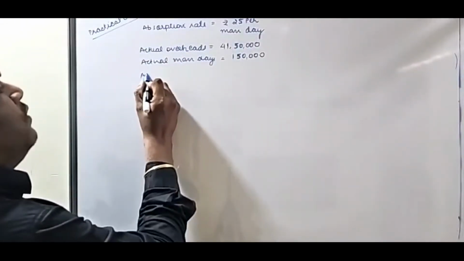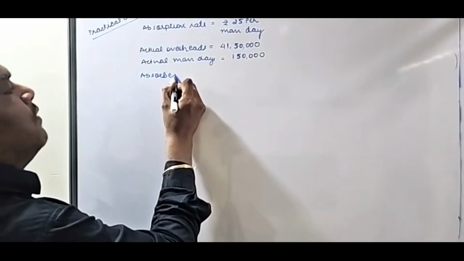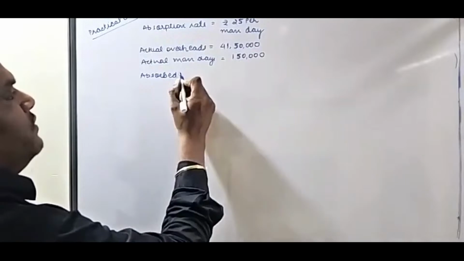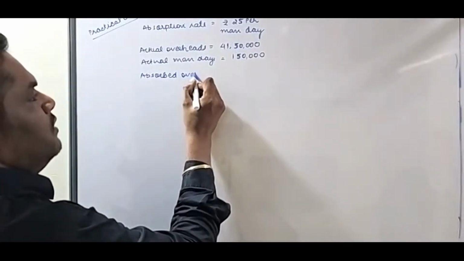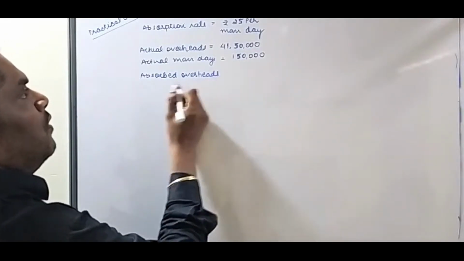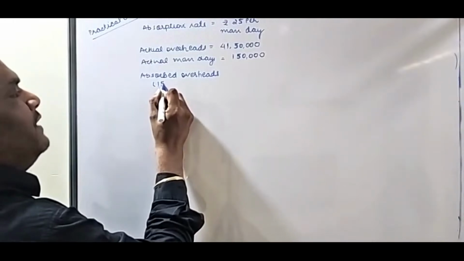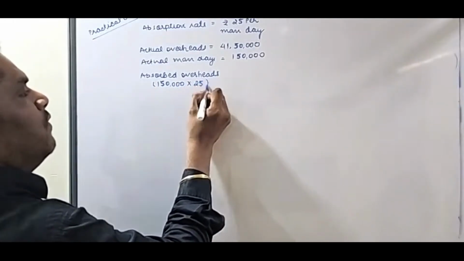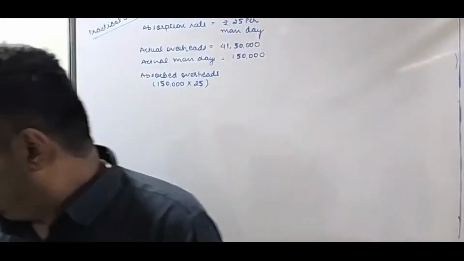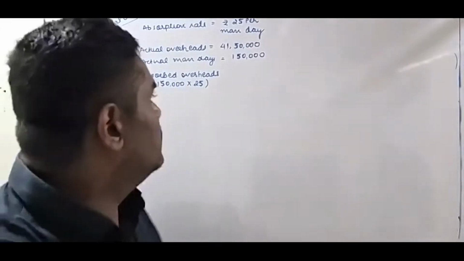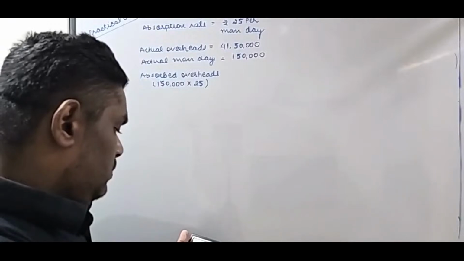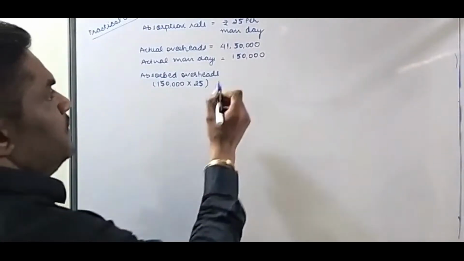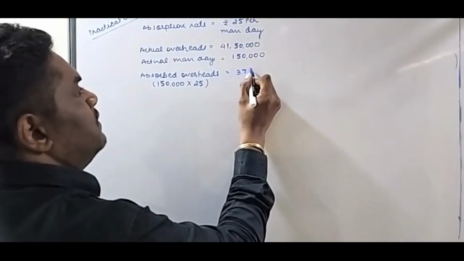So we will first calculate the absorbed overheads. Absorption rate is given, actual overheads are given, and actual man days are given. So we will first calculate absorbed overheads. So this will be 1,50,000 into 25. So this will be 37,50,000.